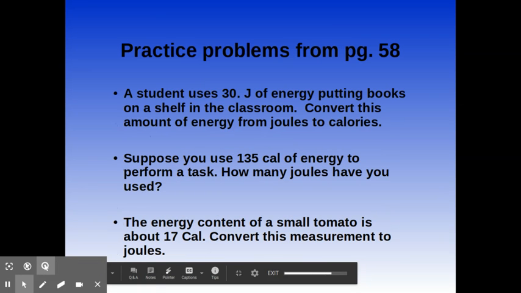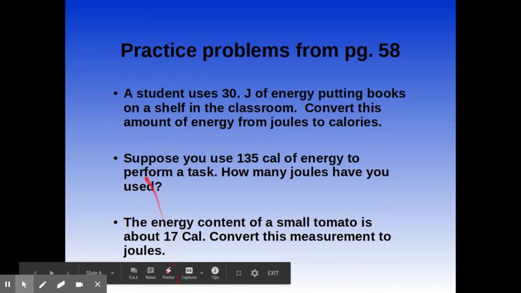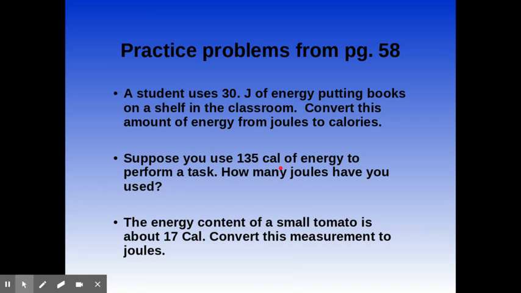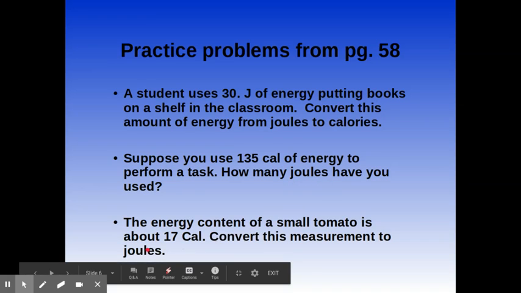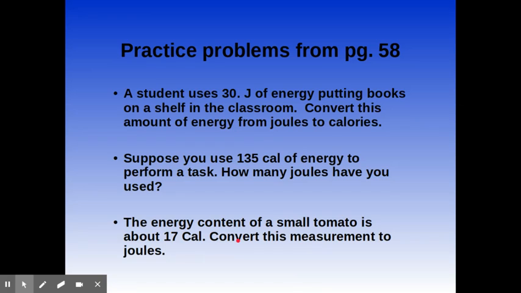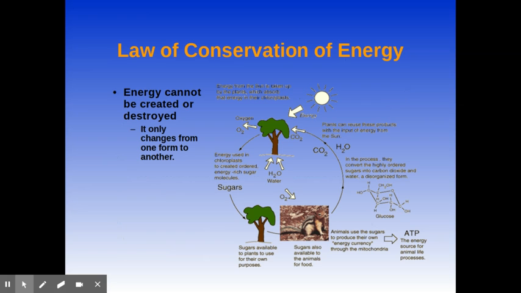All right, pointer. So when I look at this one, you've got 135 calories, and you're going to be turning it into joules. So it's basically the opposite of what we just did. Now this one is going to be 17 Calories, notice the capital C, those are food calories, and you want joules. So you're going to have to first turn the food calories to regular calories, little c calories, and then turn those into joules. So we'll give you a chance to do that here in a little bit.